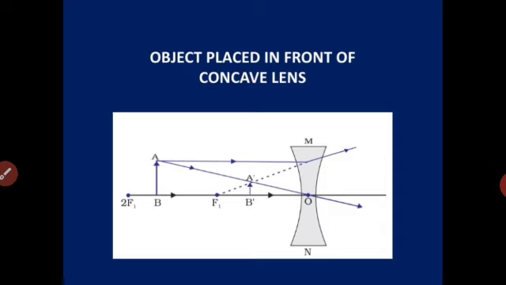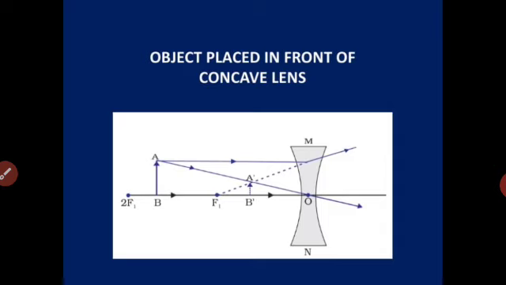This ray after refraction will move away, so the refracted ray is shown, and we have to extend the ray in the backward direction to meet the focus F1. The second ray that we take is the one passing through the optical center. Now we know that the ray passing through the optical center goes undeviated. Thus this ray AO goes straight.